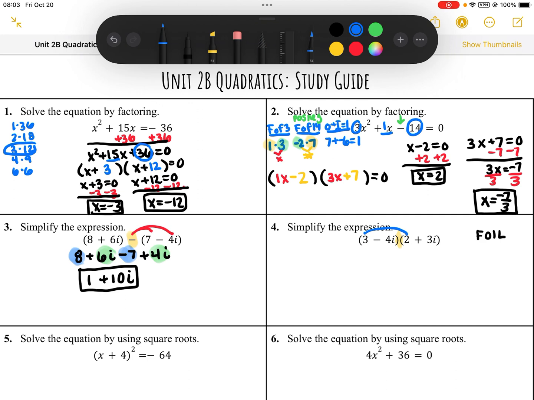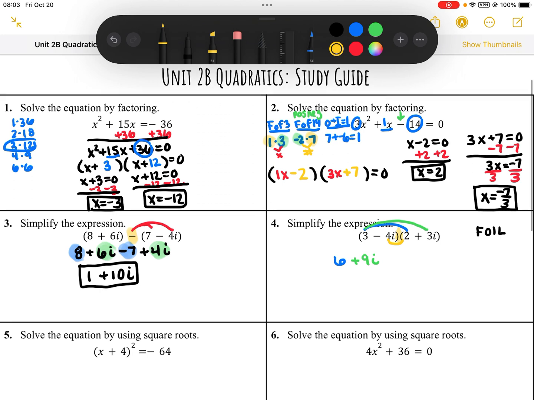First, 3 times 2 gives me 6. Outer, 3 times 3i will give me 9i. Inner, negative 4i times 2 will give me negative 8i. And then last, negative 4i times 3i. Negative 4 times 3 will give me negative 12. i times i will give me i squared.